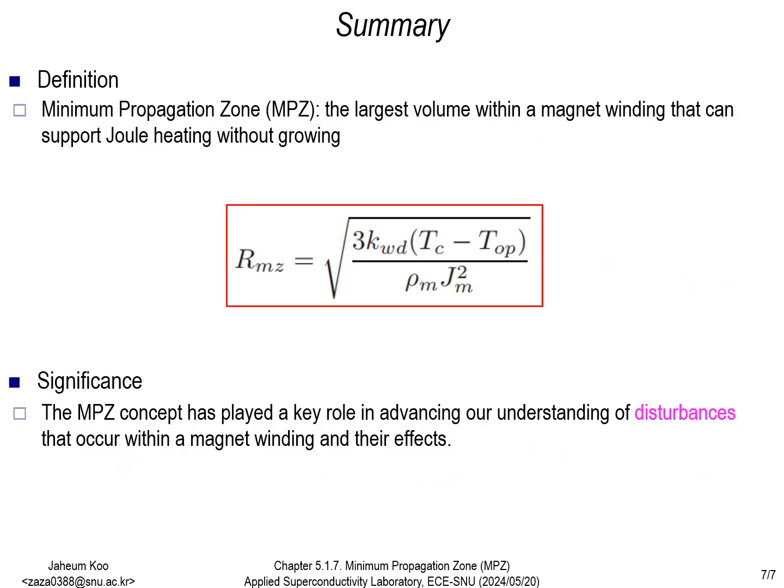In summary, the MPZ, minimum propagation zone, refers to the maximum size that a local hot spot can reach in a superconducting wire without propagating further. This calculation is crucial as a reference that superconductors can withstand localized heating without losing their superconducting properties.